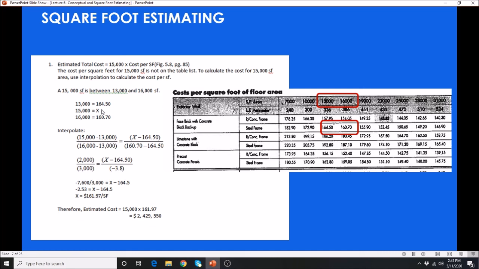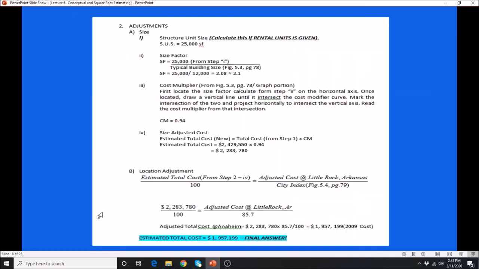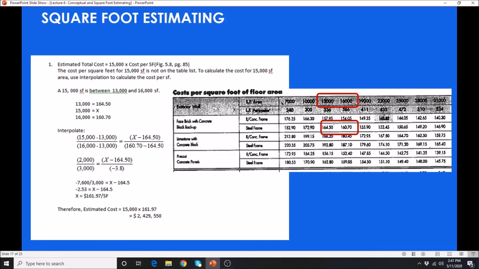Alright, so we already calculated the cost per square foot. What we need to do now is multiply the size of the building by the cost per square foot, and that will give you 2,429,000. If you are given the time and the location, you should adjust the calculation as well, just as we did here for the cost. Alright, so that's how you do the square foot estimating.